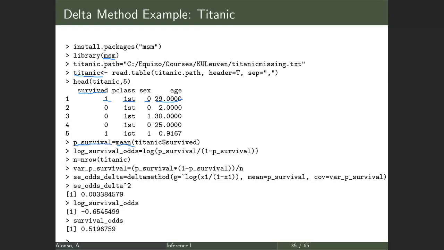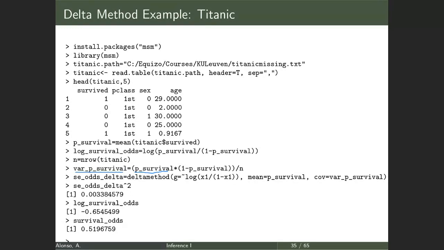And then if you calculate the logarithm of that probability divided by 1 minus that probability, what you're getting here is an estimator for the log of the odds of survival. This is what you have here. And then the sample size is the number of rows in the data. And the variance for the probability of surviving is given here. Well, here you have the expression, right? This is the one we saw before: the probability of surviving times 1 minus the probability, divided by n.